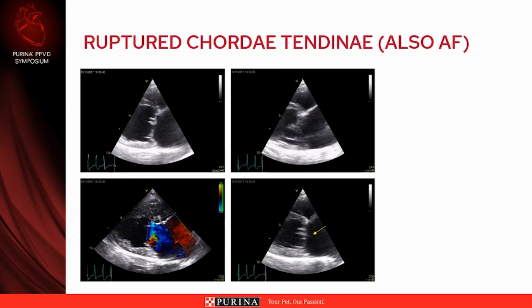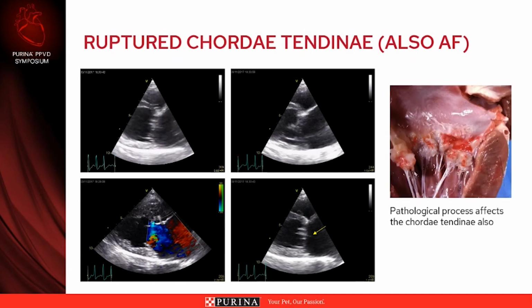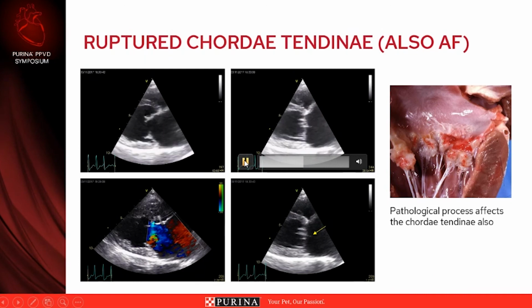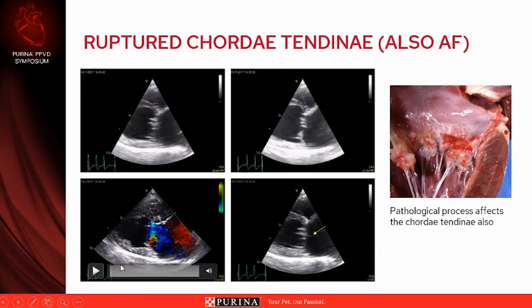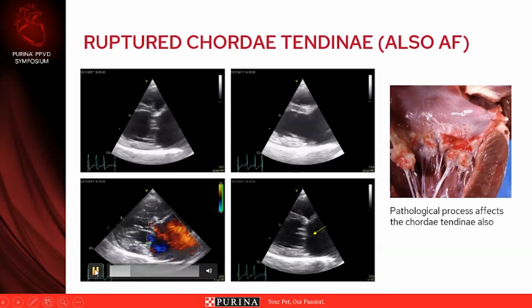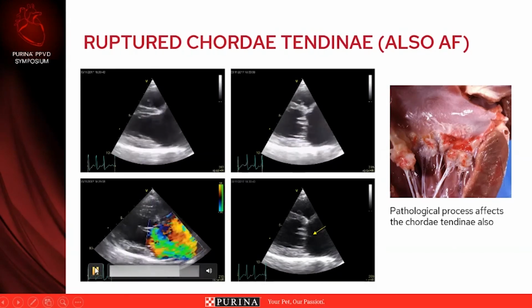If we remember, the chords are also affected by this myxomatous degeneration. And so we can have something like this. This little dog had atrial fibrillation as well. If I slow this down, it's really difficult to see, but you can see this little strand of cord just flicking up onto the left atrium during ventricular systole. On the still image, that makes it easier to appreciate, and obviously it is associated with very severe mitral regurgitation as well.